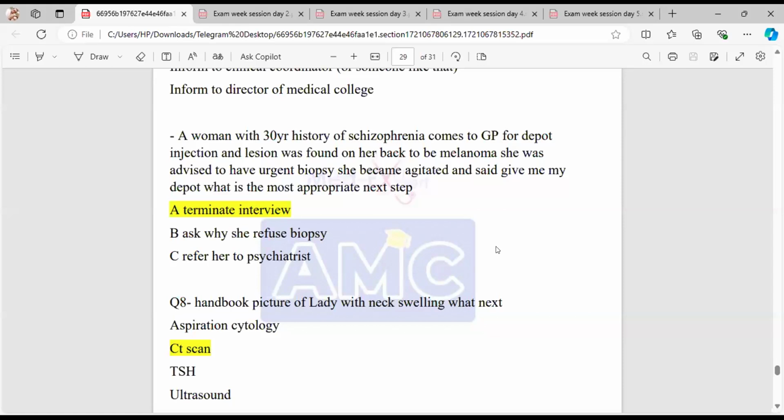Why am I terminating the interview? Because at this moment she is agitated. If I ask more questions, like why you are refusing the biopsy, maybe she will become more hyper, and maybe she will throw something on my face, or anything can happen. So it is good to terminate the interview at this moment, and I just call her the next day. I ask why she is refusing the biopsy and explain that this biopsy is important. If she still says no, I don't want the biopsy, then yes, we will go according to her wish. So here, terminate the interview.